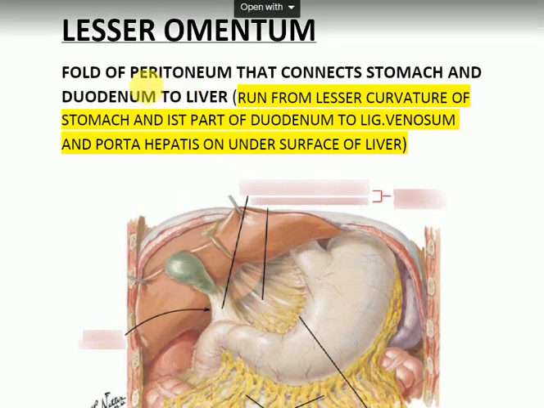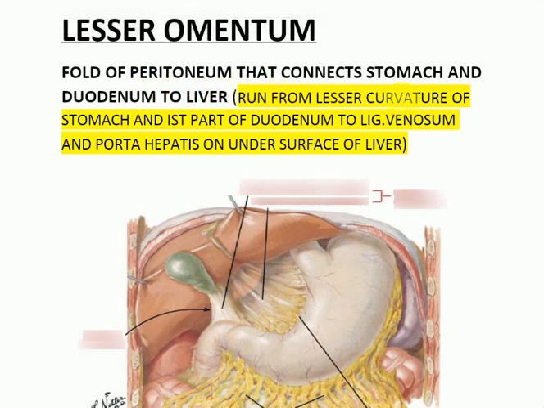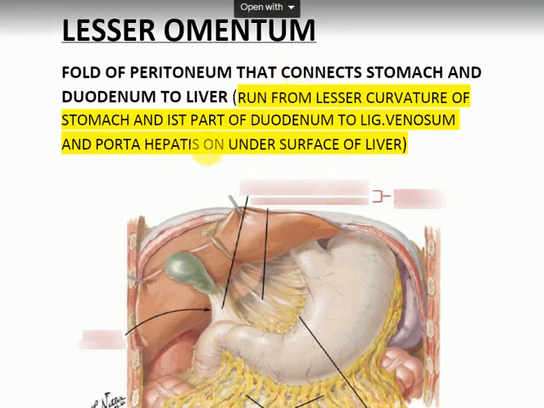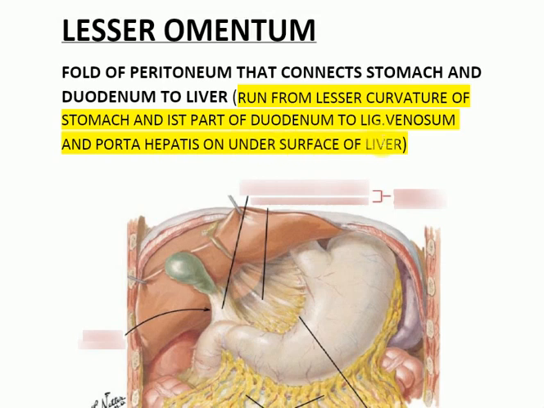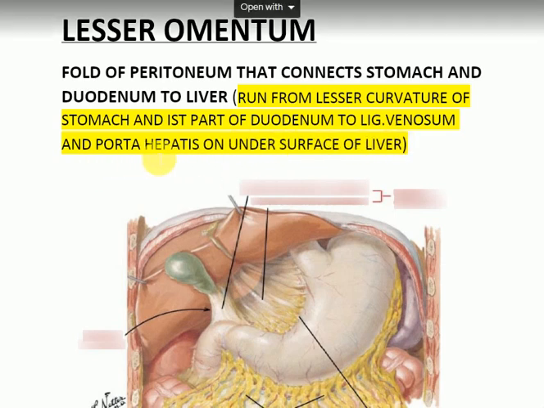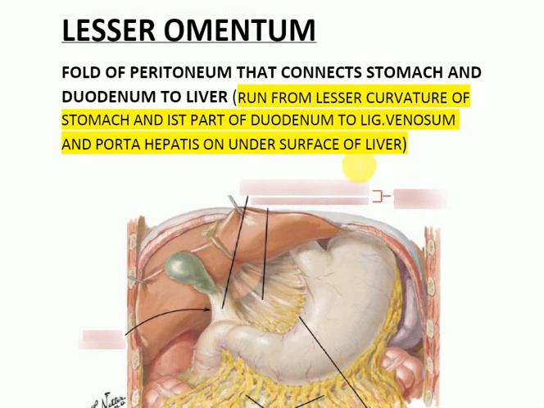That is actually the fold of peritoneum that connects stomach and duodenum to liver. It runs from the lesser curvature of stomach and first part of the duodenum to ligamentum venosum and porta hepatis on undersurface of the liver. Ligamentum venosum is the remnant of the ductus venosus. For details, if you want to know, you should see a lecture on fetal circulation.